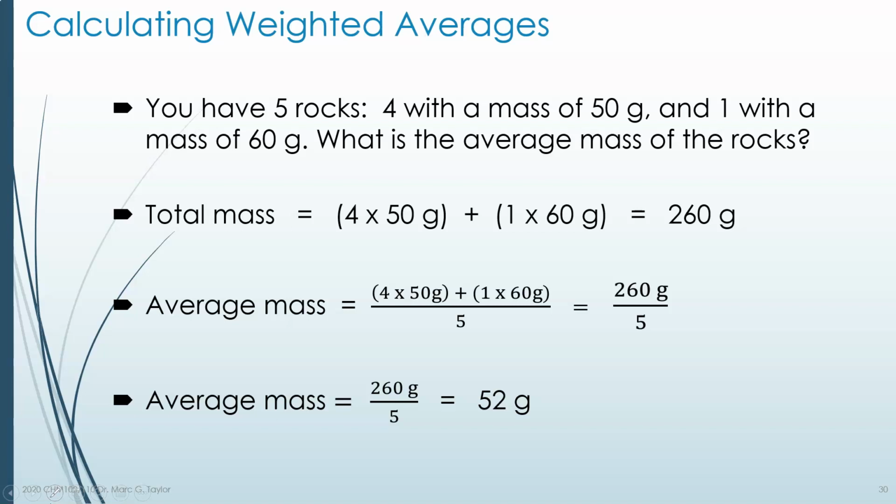Does that make sense? Well, if most of our rocks are 50 grams, and only some of our rocks, in this case one of our rocks, is 60 grams, we expect our answer to be always between the two numbers. It has to be between the two numbers, 50 and 60. But since we have more of the 50, we expect it to be closer to the 50. And 52 sounds pretty good. So we probably did this math correctly.